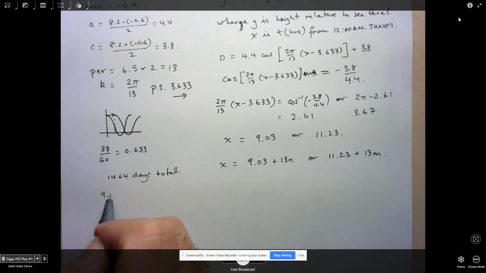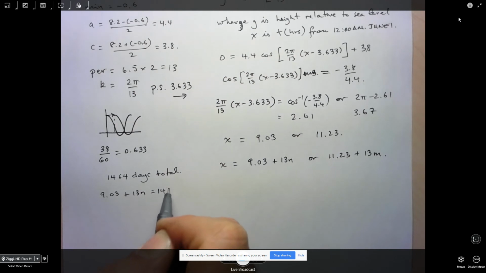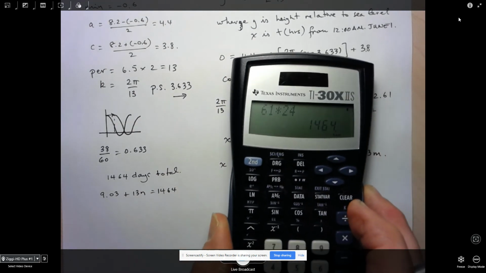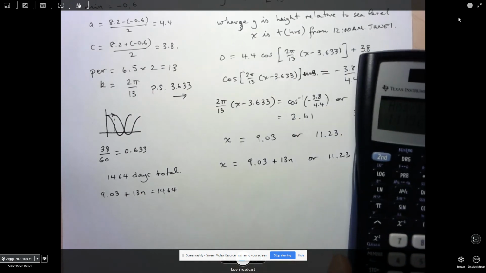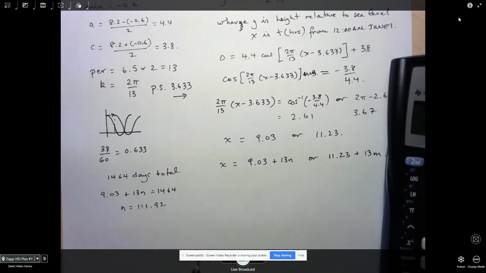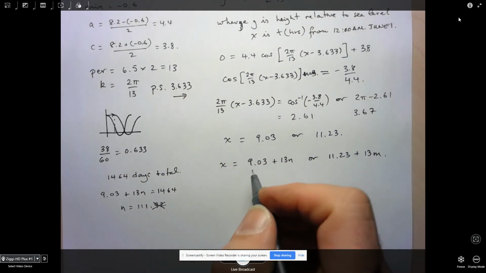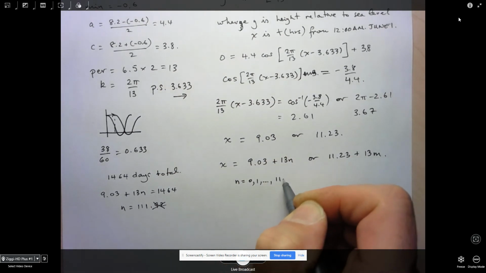So let's do 9.03 plus 13n equals 1464, and let's solve that. So it's going to be 1464 minus 9.03, and then divided by 13. And we have 111.92. But this 0.92, remember, n can just be an integer. So I'm not interested in this. If I went to n equals 112, I'd be going too far. So here I have that n can be equal to 0, 1, all the way up to 111.